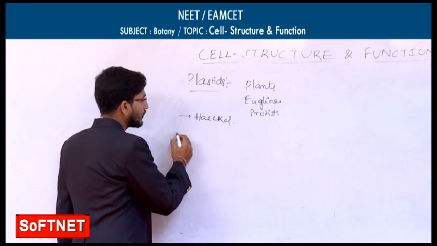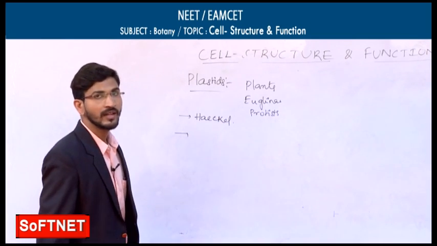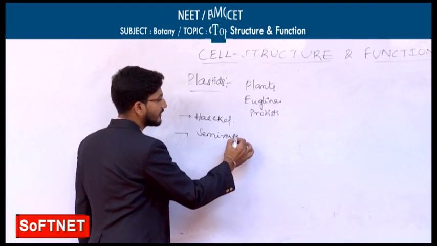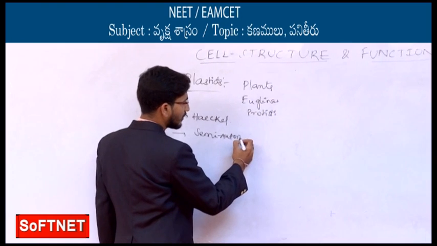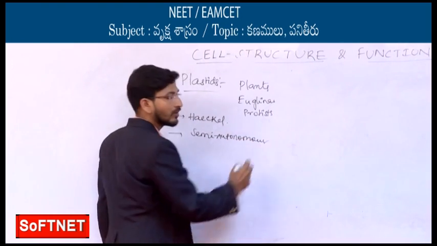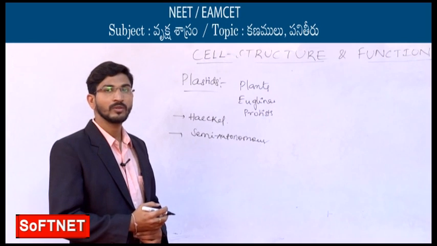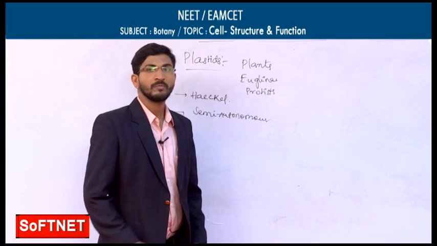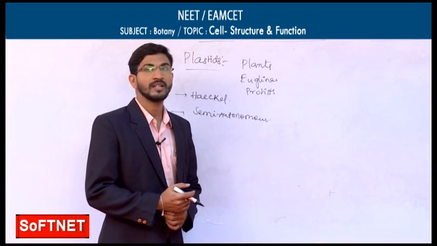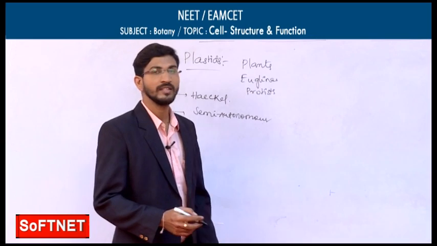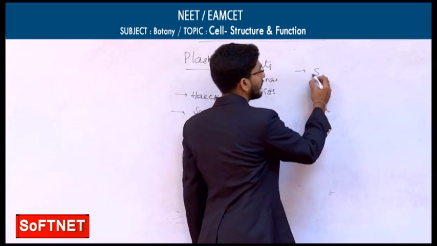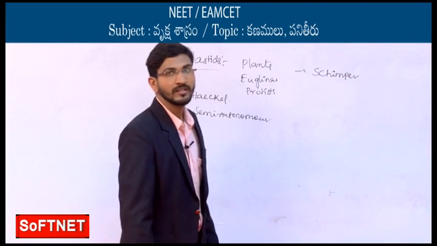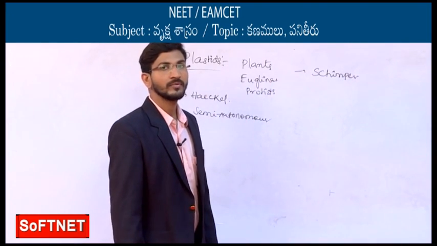This plastid is also considered a semi-autonomous organelle. Why? Because these organelles contain double stranded DNA as genetic material, so they are able to synthesize some proteins. Plastids are generally divided into three types by the scientist Schimper. According to Schimper, plastids are of three types. What are those?